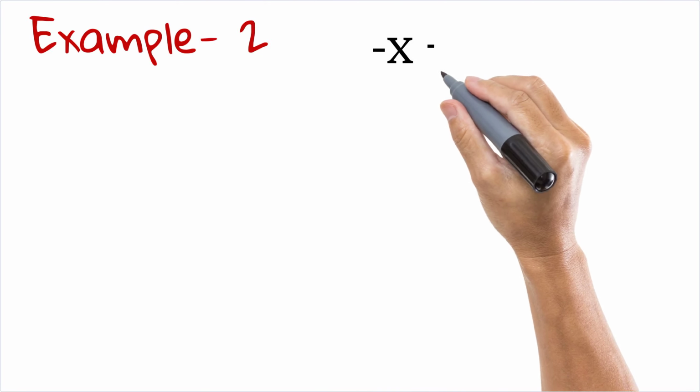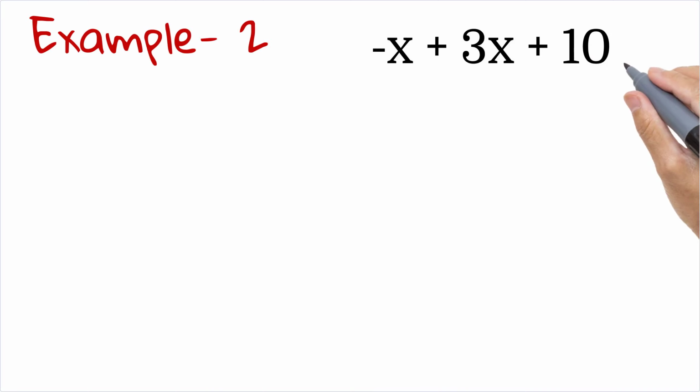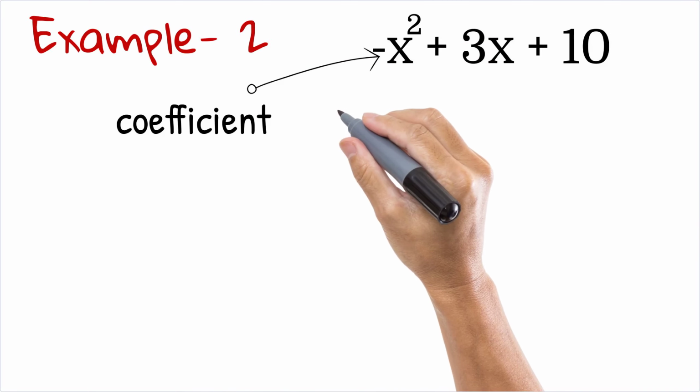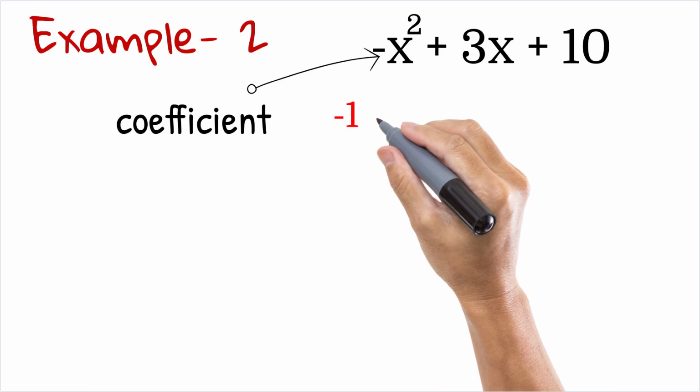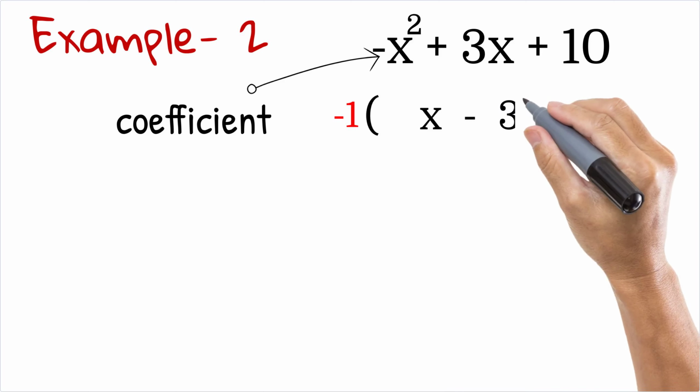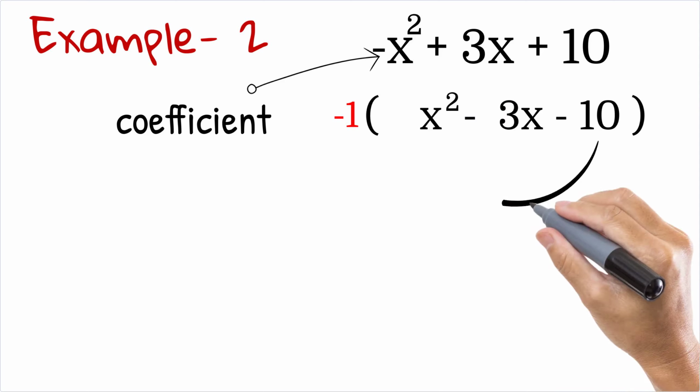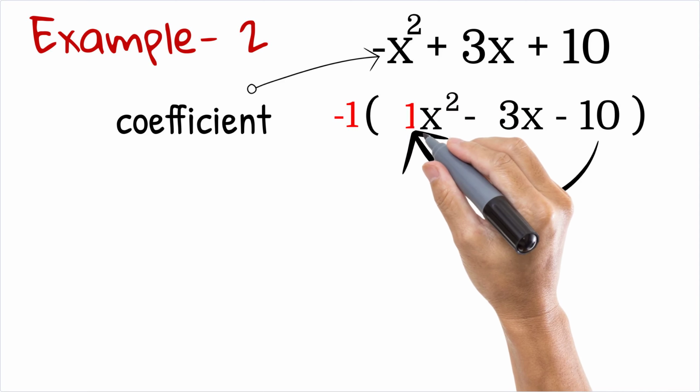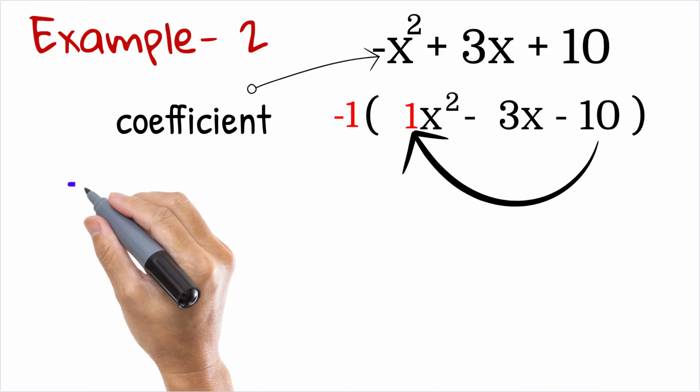Example 2. Find the factors of the polynomial. The leading coefficient is minus here. Consider minus 1 as common factor and simplify the equation. Now find the factors of the equation. Minus 10 times 1 is minus 10. Now find the factors of minus 10.